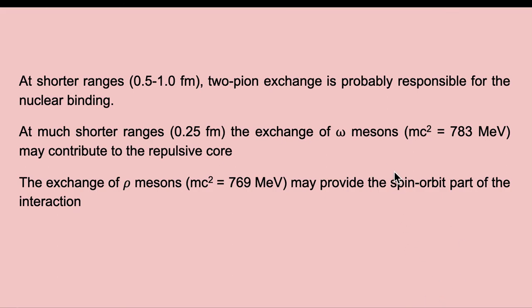So, the exchange of another special type of meson known as the omega meson, which has a larger mass, may contribute to the repulsive core. And the exchange of rho mesons, which also have a somewhat high mass compared to the previous ones, may provide the spin orbit part of the interaction. You have some spin orbit interaction that we have mentioned. So, these rho mesons are responsible for the spin orbit interaction, and omega mesons for the repulsive core. And that is all. Thank you.